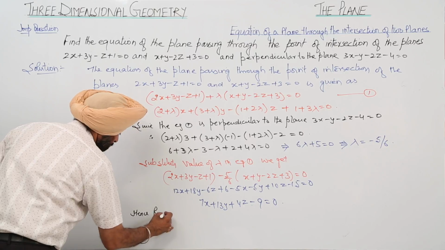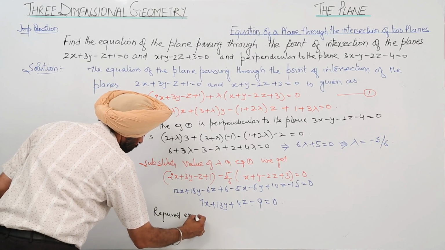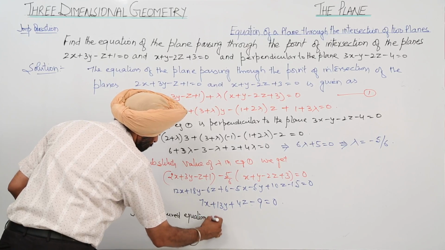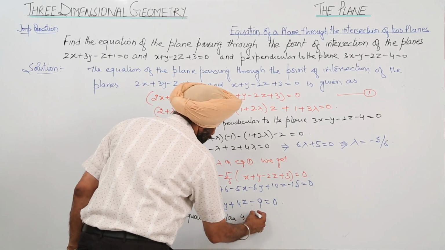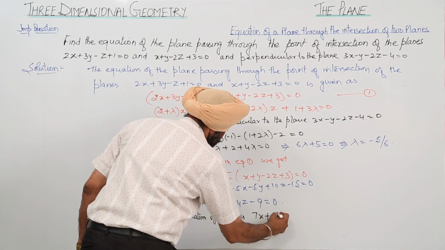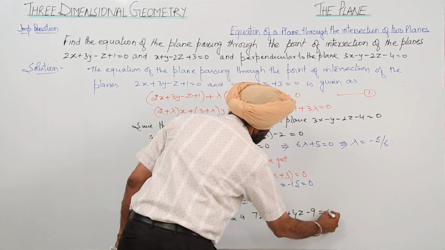Hence the required equation of plane is 7x plus 13y plus 4z minus 9 is equal to 0.